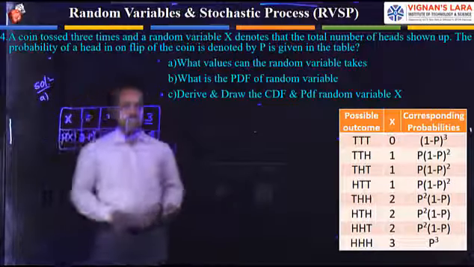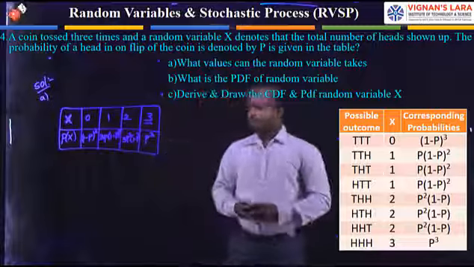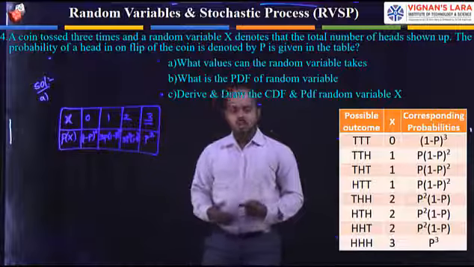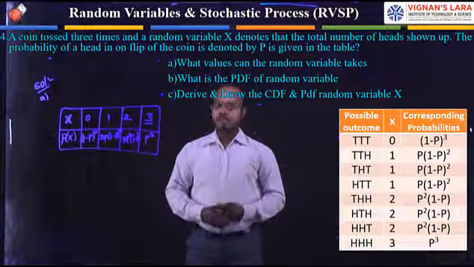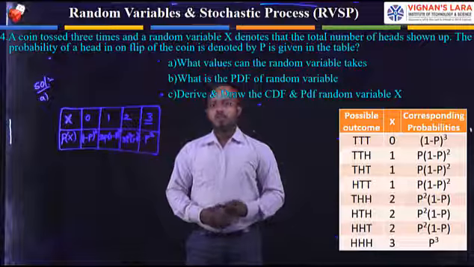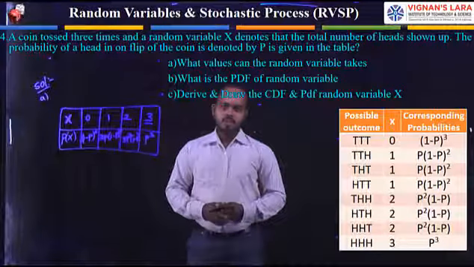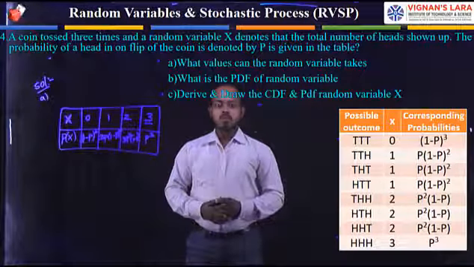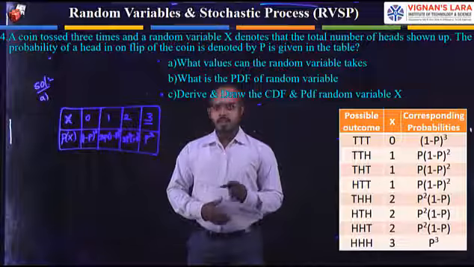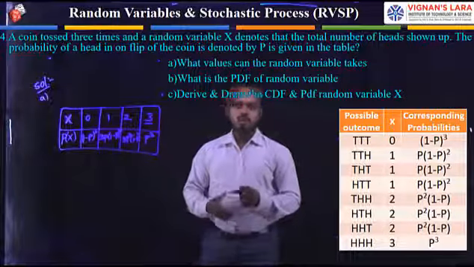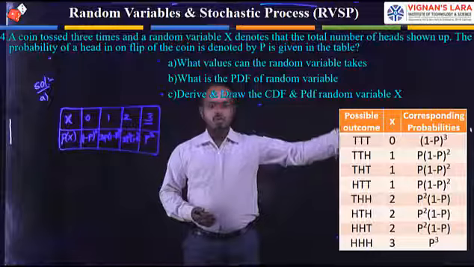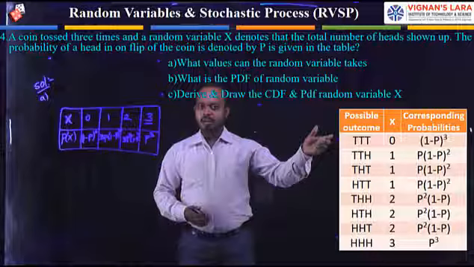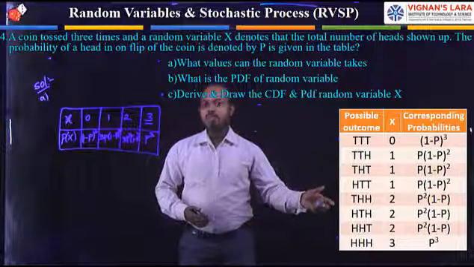Totally, according to the given data, I am rewriting the available elements and corresponding probabilities here. Why? Because the direct values are not taken. Here you are tossing the coin 3 times. The possible outcomes are 8. Already we know the combinations, and we mention them here. Those combinations are tail tail tail, tail tail head, like this up to 8 combinations are available.